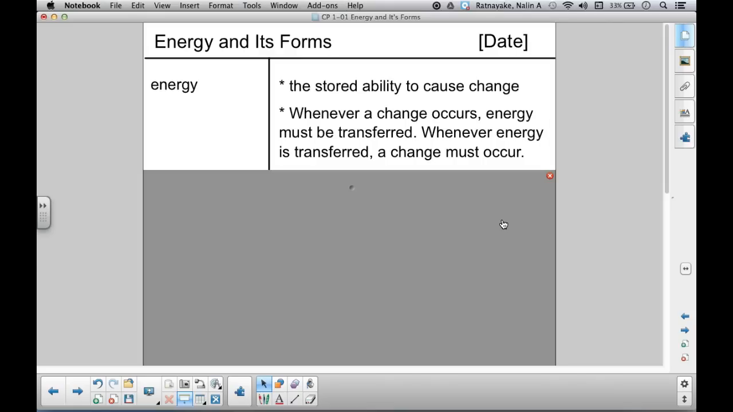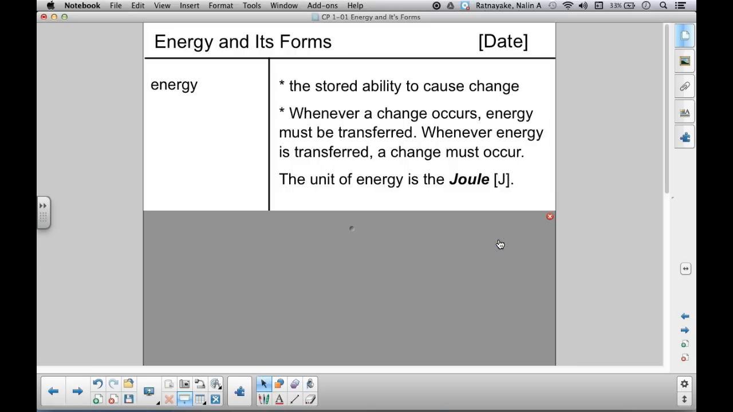for that to happen. And the opposite is also true. The converse is also true. Whenever energy is transferred, a change must occur. If I move energy from place to place, even if we can't see it, some kind of change happened. It could be on the atomic level, it could be molecules rearranging themselves, it could be a gas going to higher pressure or lower pressure. Something had to happen whenever energy is transferred. A change will happen.